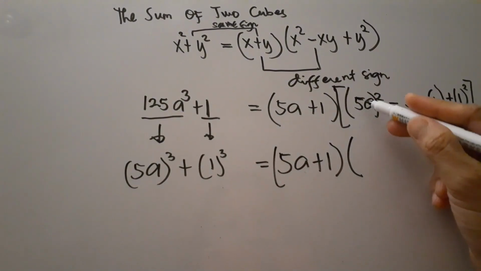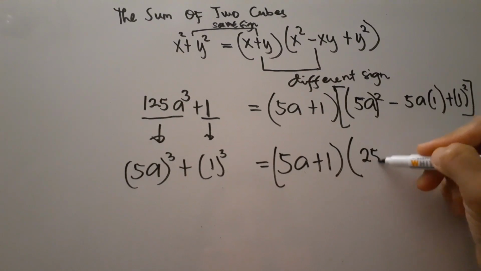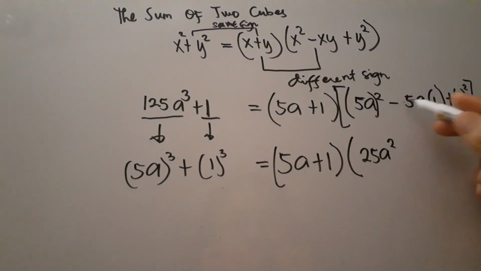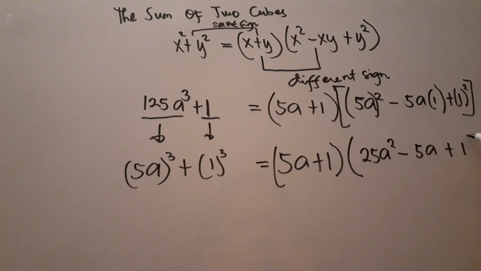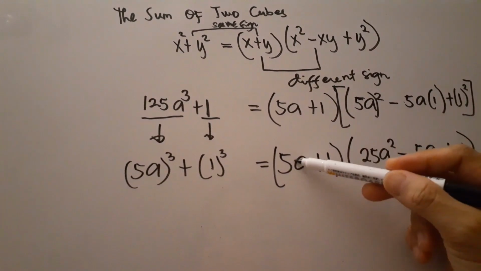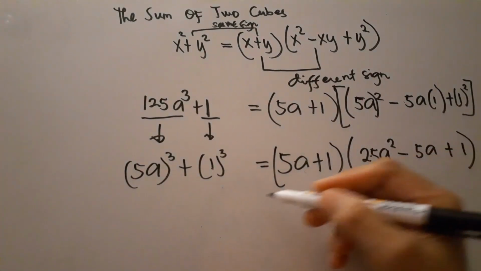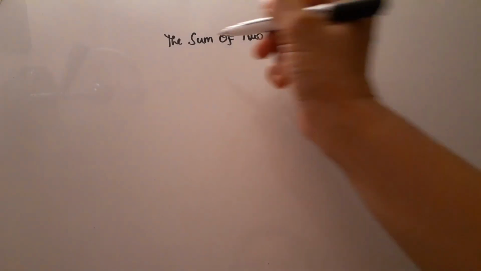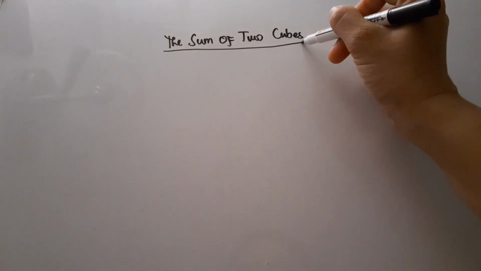And 5 times 5, 25. A times a becomes a squared. Then 5 times 1 becomes 5, a times 1 becomes 5a. Then the square of 1 is 1. So then let's have another example for the sum of two cubes.